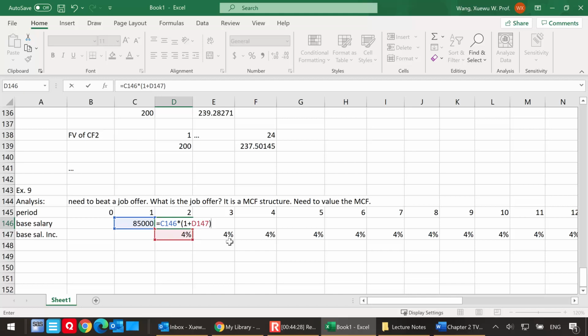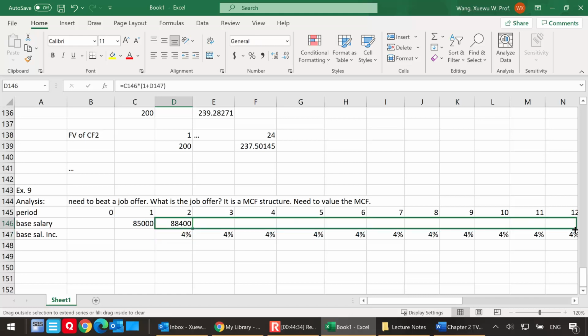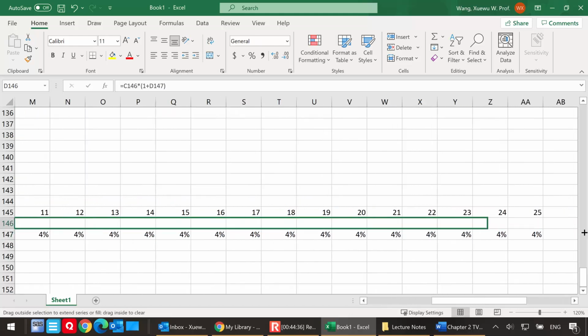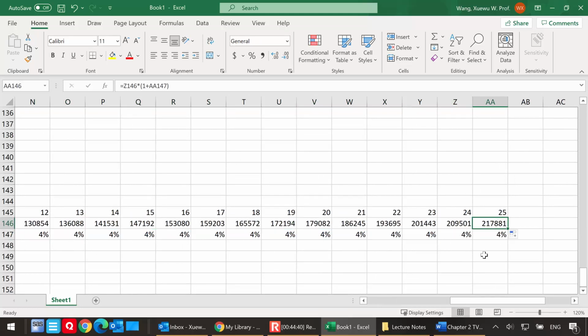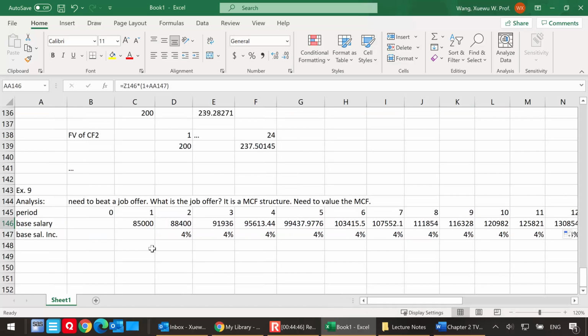In the second year, the person gets 88,400. And I can copy this across to calculate the base salary for the other years. So by year 25, this person is making $217,881. That seems to be good money. The only problem is you have to wait for 25 years to get that. So that's the base salary here.